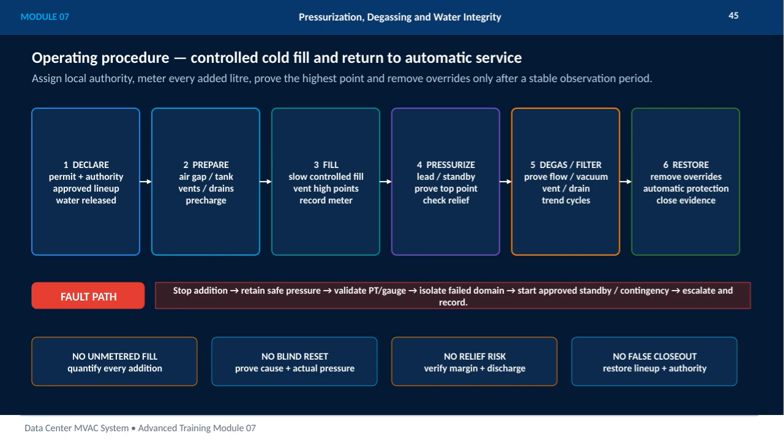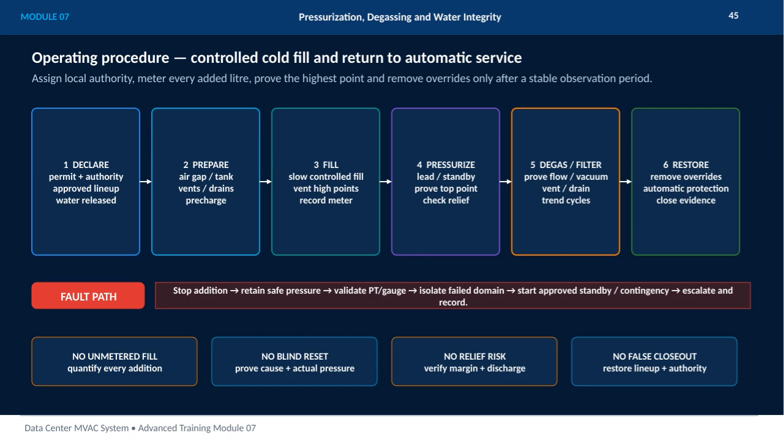The slide also emphasizes fault path protocols. If any fault occurs, stop water addition immediately, maintain safe pressure, validate the pressure transmitter or gauge, isolate the failed section, activate authorized standby or contingency plans, escalate the issue, and keep detailed records.